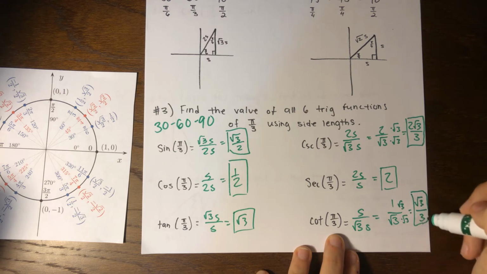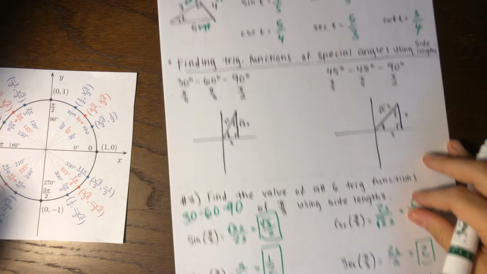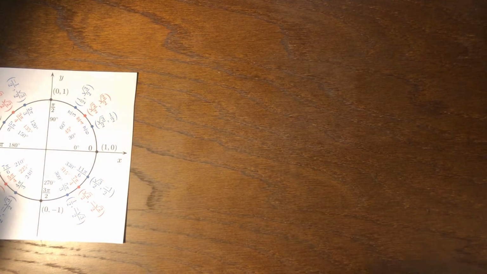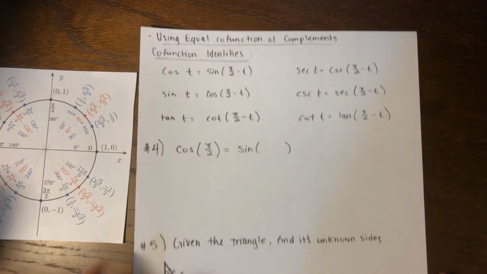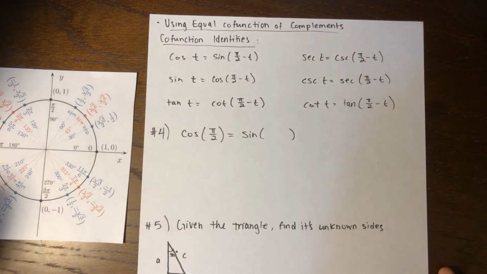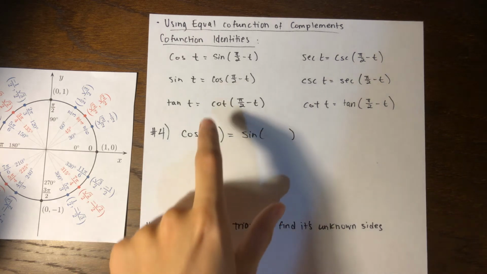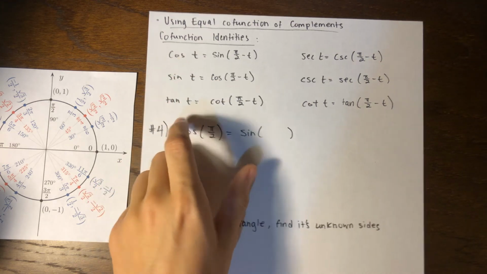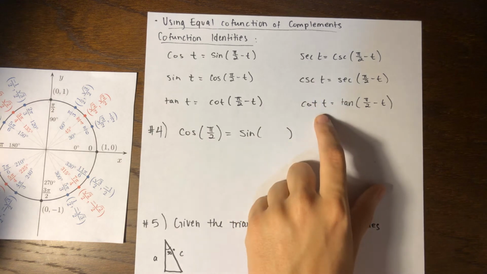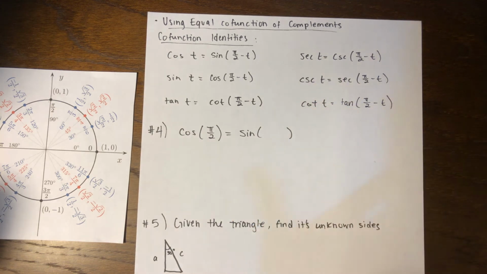Okay, just 3 more questions and then we'll be done. So let's move on. Remember, you can pause the video at any time if you need to. Okay, so we're talking about using equal cofunction of complements. So now we're given these cofunction identities: cosine, sine, tangent, secant, cosecant, and cotangent. We're given these as rules. These identities are like rules to guide us.